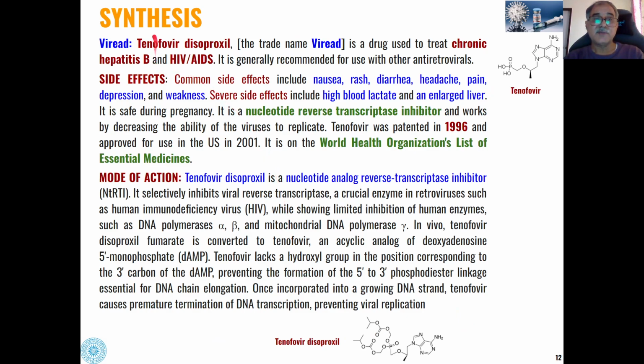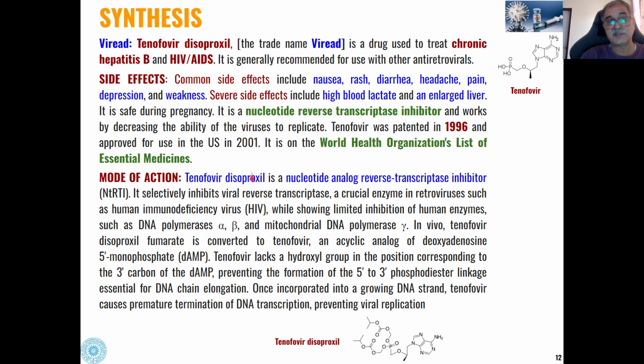The next is Viread. Viread is the trade name, and this is tenofovir disoproxil. This is a drug used to treat chronic hepatitis B and HIV/AIDS. This is used with other antiretrovirals. So this is given as a therapy in combination with other anti-HIV or anti-hepatitis B agents.